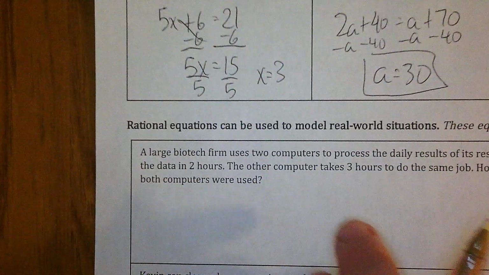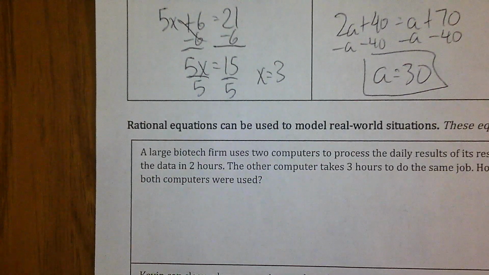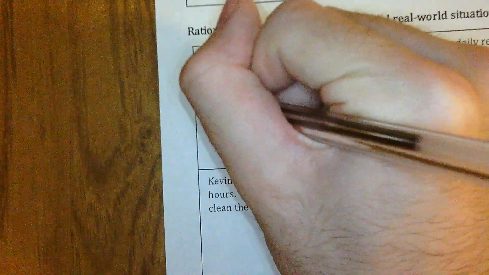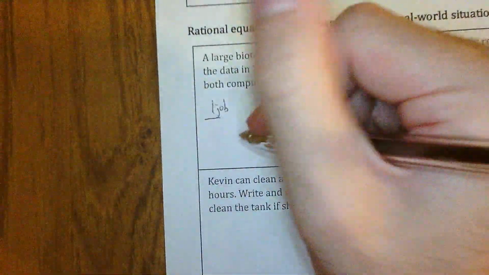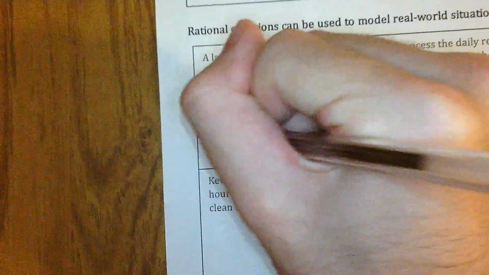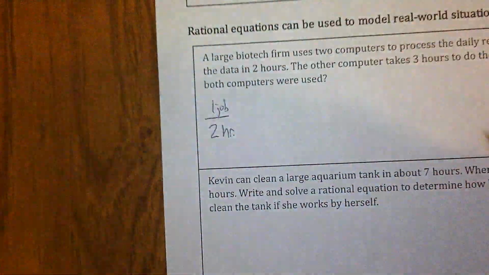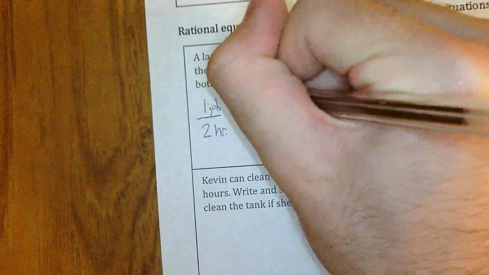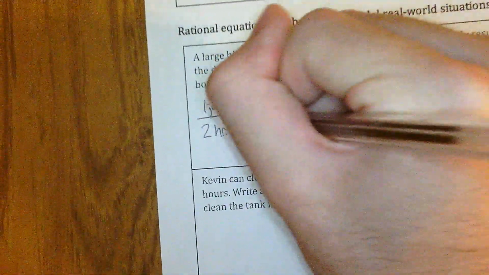So we've been given the speed of both computers. What we want to know is the speed of them working together. The speed of the first computer is, I guess our units here are jobs, it does 1 job in 2 hours. Right? So that's the first computer's speed. The second computer has a speed of 1 job per 3 hours.